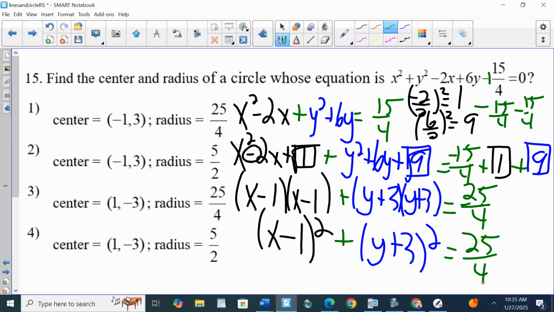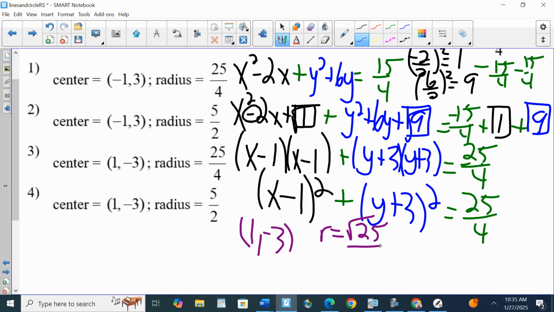And now that I got to this point, the center, just like before, I negate what's in the parentheses, 1 comma negative 3. The radius is the square root of the right-hand side. And don't be messed up by the fraction. Just take the square root of the top and take the square root of the bottom, which is 5 over 2. 1 negative 3, 5 over 2. Your answer is choice 4.